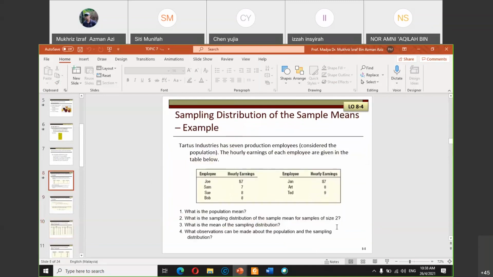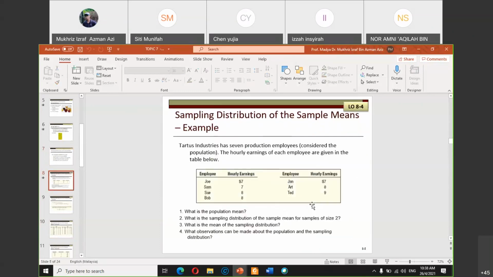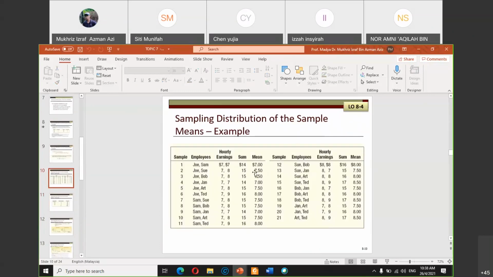This definition here, the sampling distribution of the sample mean, is the probability distribution consisting of all possible sample means. So this definition reflects this one, consisting of all the possible means from the combinations of the sample that you can get. From the population of 7 people, there will be 21 different combinations possible, and for each combination you can calculate the mean of the pairing.